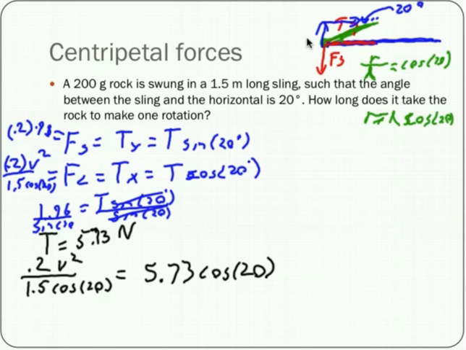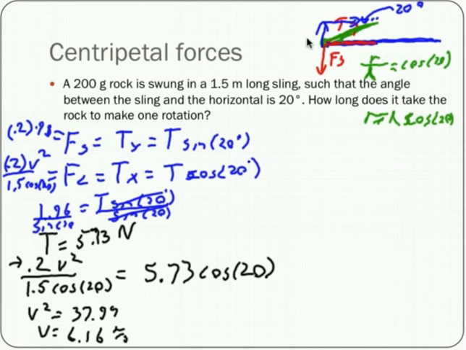And then we want to multiply that by 1.5 cosine 20 from the bottom on the other side. So times 1.5 times cosine of 20. And then we divide it by that 0.2 right there to get v squared by itself. And so v squared is 37.94. To find v, we take the square root of this. And I get 6.16. So 6.16 meters per second is the speed of the rock going around here.